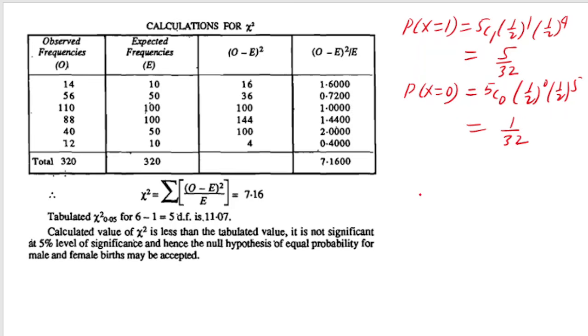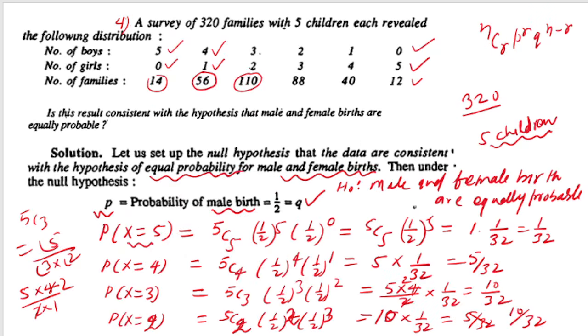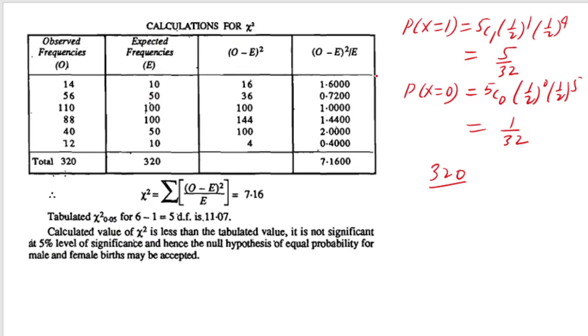Right. Now, ladies and gentlemen, I have a total of 320 families, and the probability that a family will have 5 boy children is 1 by 32. So how many families should have 5 boy children? That will be 320 into 1 by 32. That is what I have written: in this column, it is showing the number of families with 5 boy children, 4 boy children, 3 boy children, 2 boy children, 1 boy child and 0 boy children.